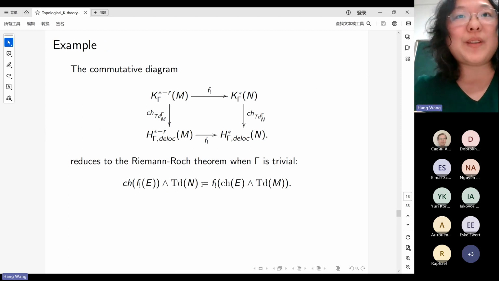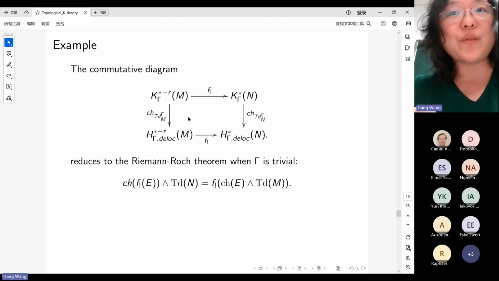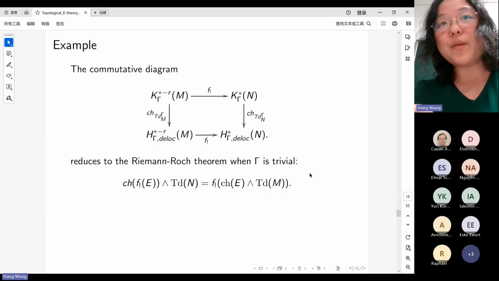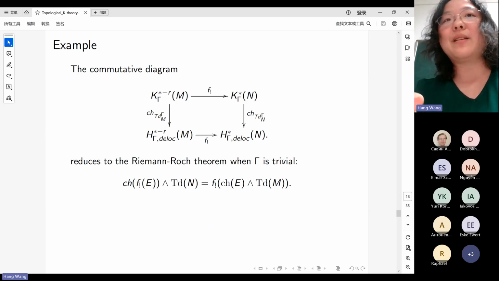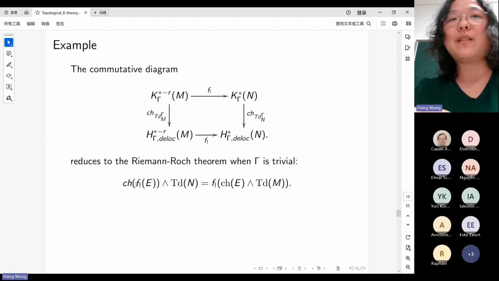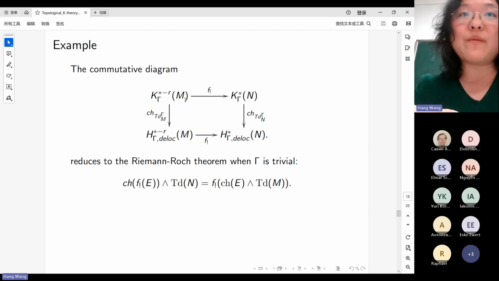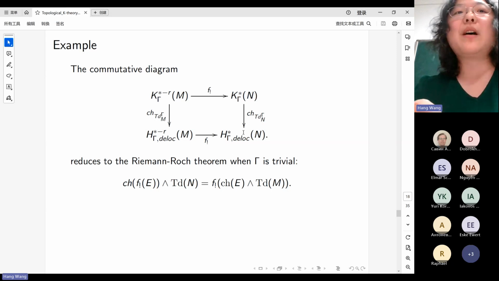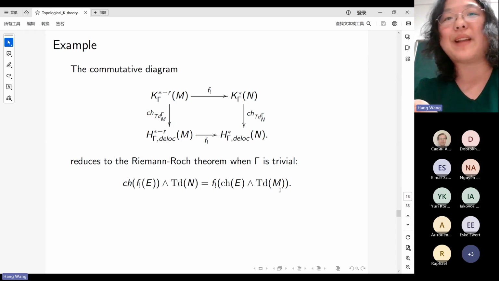And we want to say that in case of gamma being trivial, then because the gamma action is co-compact, M and N are just closed manifolds. In this case, this is really the Riemann-Roch theorem, because if one follows this commutative diagram first horizontally, then vertically, one gets the left-hand side. And if one follows vertically, then horizontally, one gets the right-hand side.